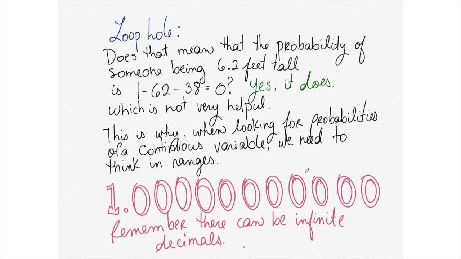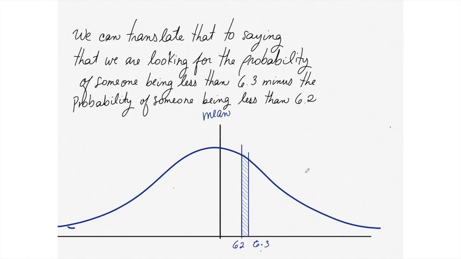And if we want to get a number that's helpful to us, we should not be looking at the probability of someone being exactly 6.2 feet tall. We should look for the probability of someone being shorter than 6.2 feet tall, and also shorter than 6.3 feet tall. And this would give us this range right here, which is a probability we can work with, instead of it being 0.